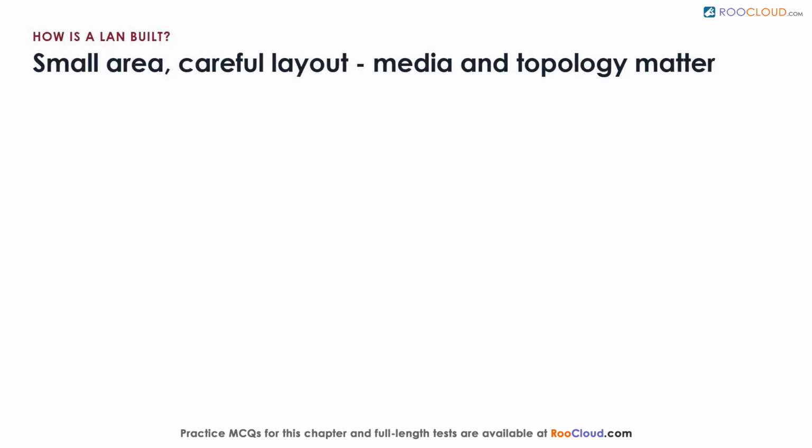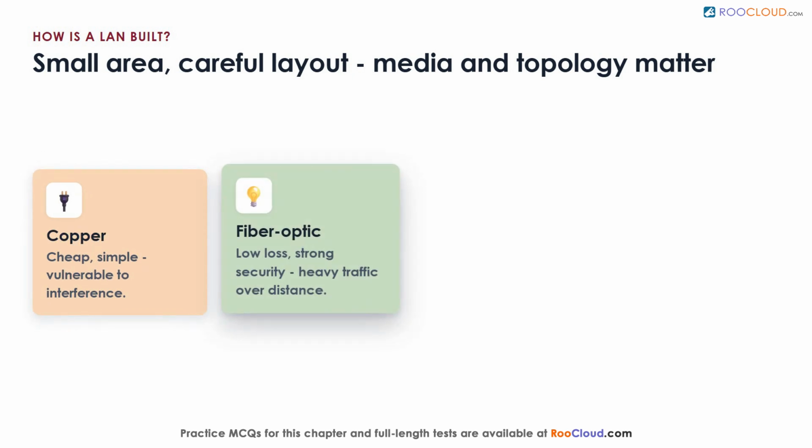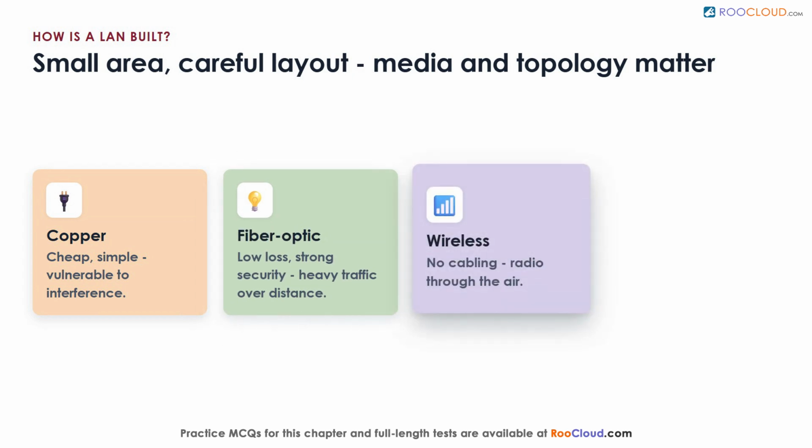So how is a local area network built? It covers a small area from one room to a few buildings. As it grows, careful planning of its layout gets more important. You track traffic, error rates, and response times to keep it healthy. The physical medium matters a great deal. Copper, twisted pair wiring is cheap and simple, but vulnerable to interference. Fiber optic carries light, with low loss, strong security, and no interference. For heavy traffic over long distances, fiber is what you reach for.